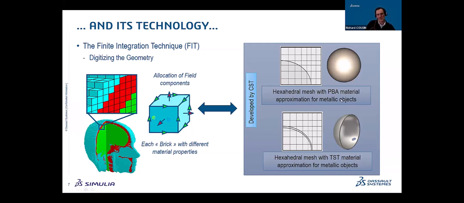An extension of the PBA technique, which is this ability to have these capabilities in the hexahedral mesh grid, is the TST technology, which is the thin sheet technology. You can have an infinitely thin sheet crossing over the mesh grid. This is also supported by the finite integration technique, thanks to the integral formulation.